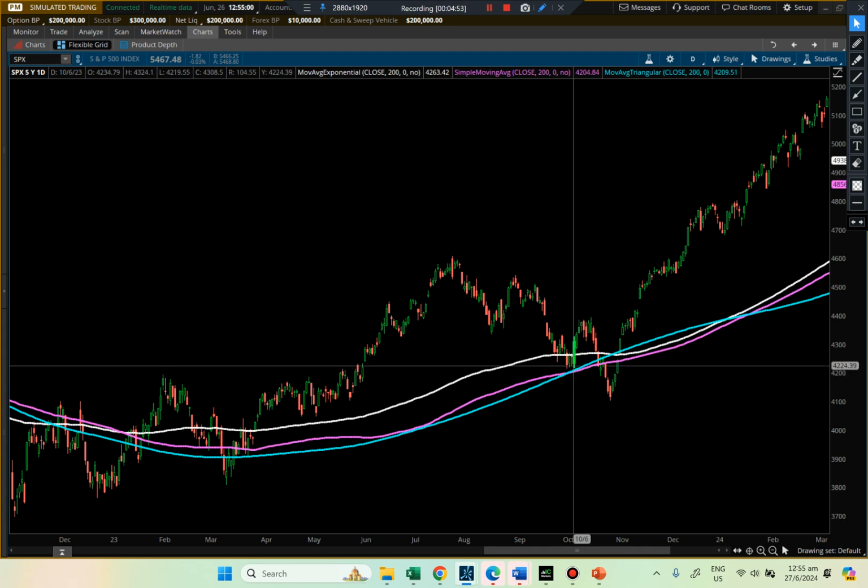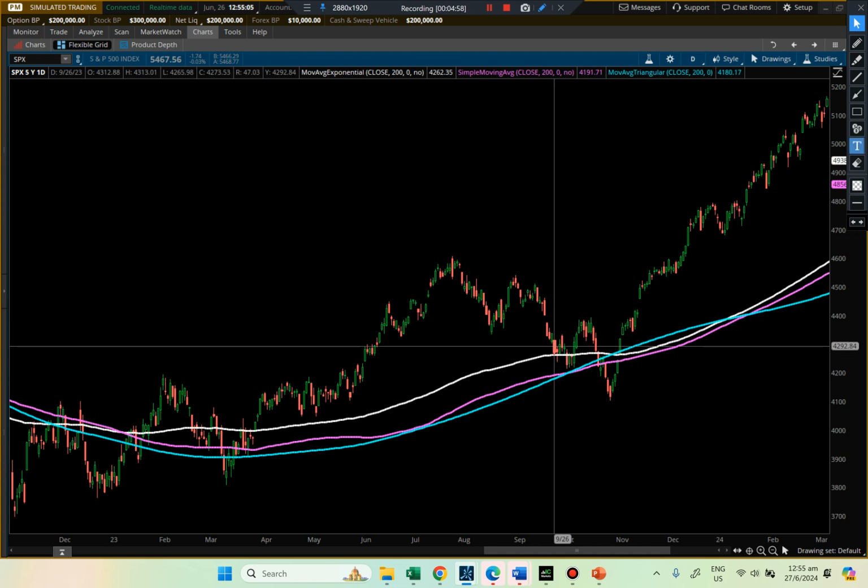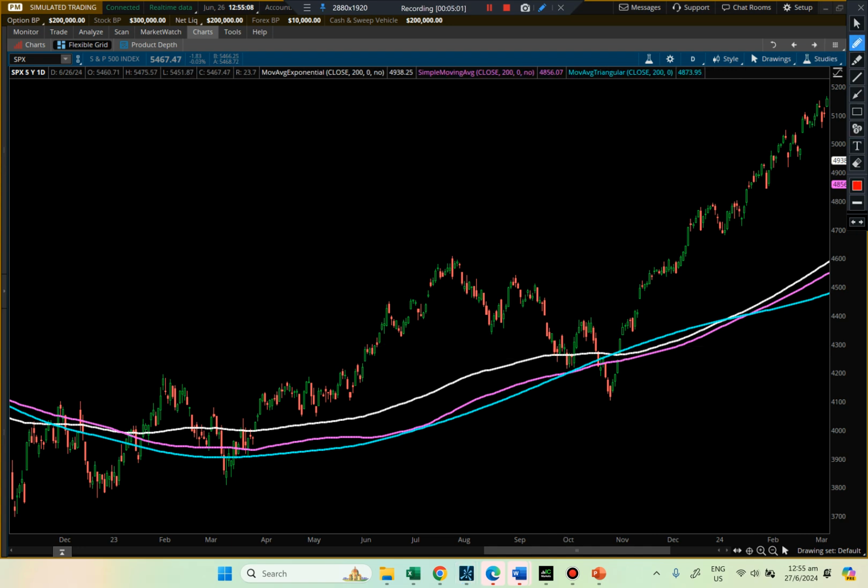So you can notice that at this level, let me just change to a pen. Okay, you can see that at this level itself, the SMA actually provided some minor support, but not exactly that significant. However, this level, which is provided by the TMA and the EMA, had a much stronger bounce effect, and the market can actually move up higher.